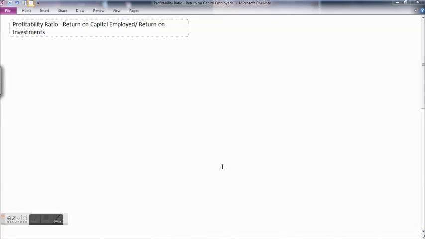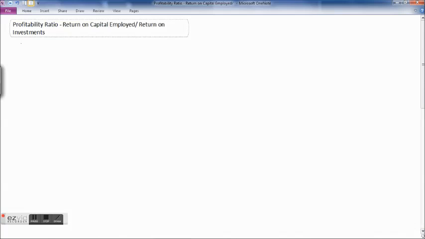In this session, we will be learning about return on capital employed or return on investments. It is also one type of profitability ratio. Profitability ratio measures the profitability or the operational efficiency of the firm. This ratio reflects the final results of the business operation. The results of the firm can be evaluated in terms of earnings with reference to a given level of assets, or sales or owner's interest.